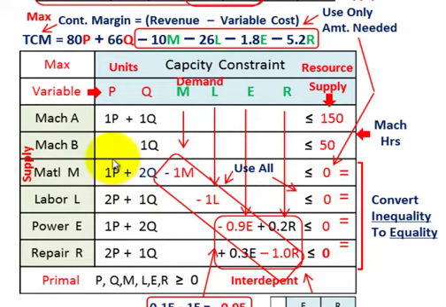So what we're doing here is you have your material and your labor, and power and repair, which require on a unit basis for products P and Q, and we don't have to go through those. But in that equation up here for our material, labor, electrical, and repair, those are the variable costs, and we're subtracting them from our revenue. So we want to use only the amount that we actually need. We don't want to be using any more of those variable costs than we need.